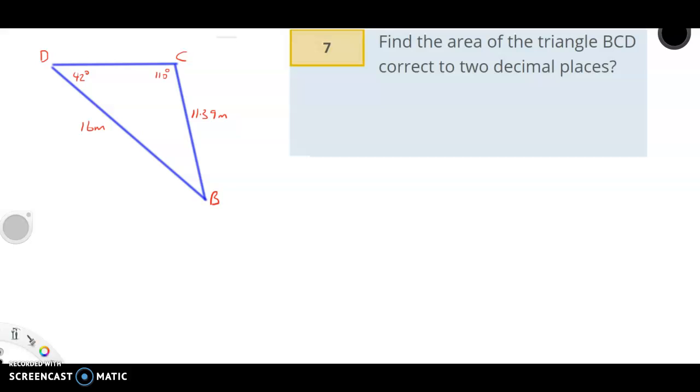Find the area of the triangle BCD, correct to 2 decimal places. Here's a triangle, and what do we know about it? We know that the 3 angles there add up to 180, the 3 internal angles.